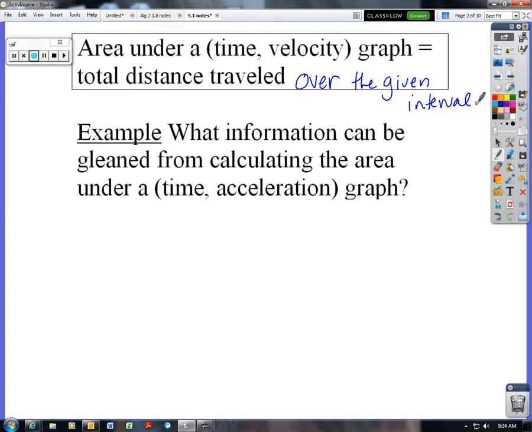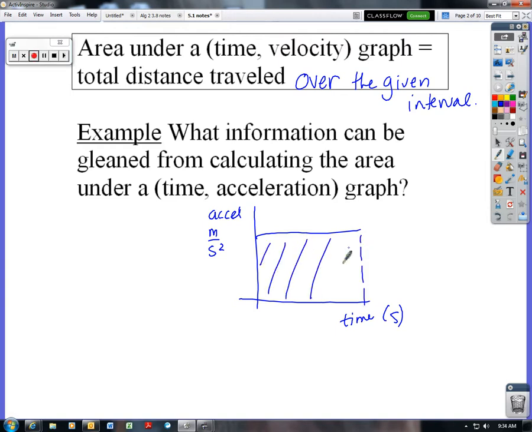So what information can be gleaned from calculating the area under a time-acceleration graph? Okay, so let's figure it out. Let's graph it. So we've got time down here, acceleration. What are the units of acceleration? Let's say our time is in seconds. Let's use metric, so acceleration would be meters per second squared. And it doesn't really matter what the acceleration curve is. I'll just make one up. Let's do constant acceleration.